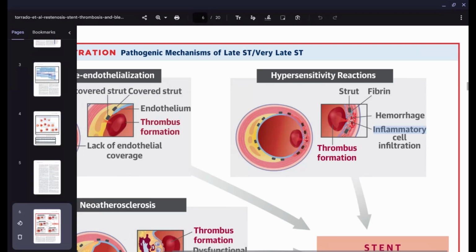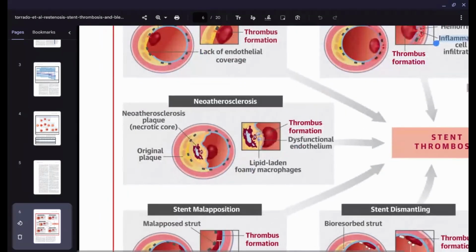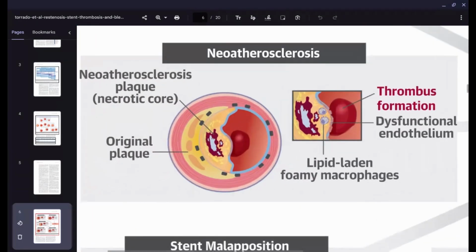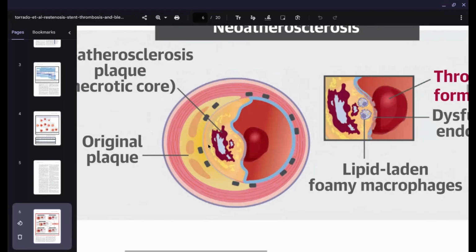Increased coagulation leads to inflammation, and increased inflammation leads to coagulation. So again, sooner or later there is thrombus formation, which leads to stent thrombosis that way. Then you have neoatherosclerosis. Notice this picture, again, all of these are schematics. We'll also look at some imaging modalities that are available.